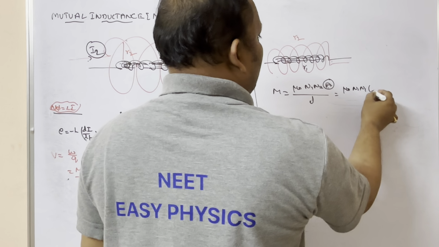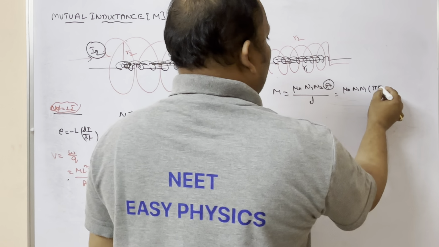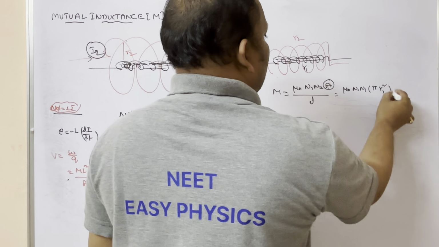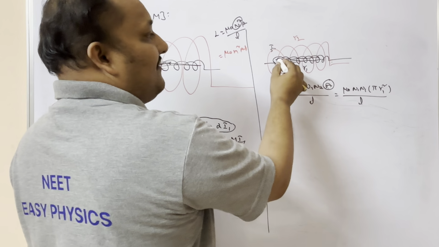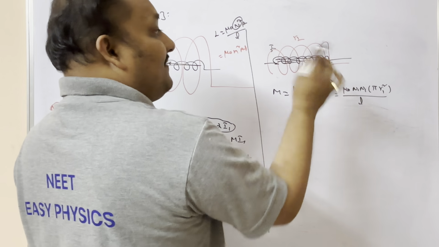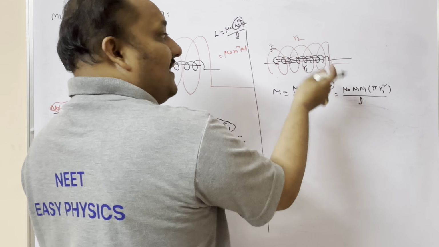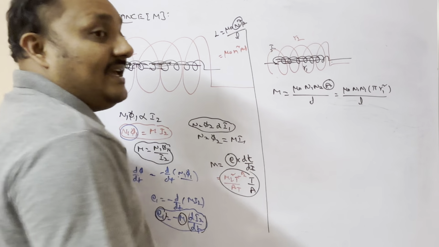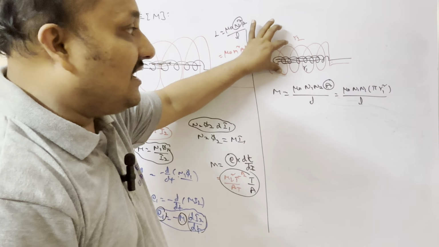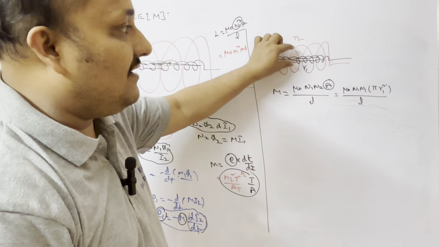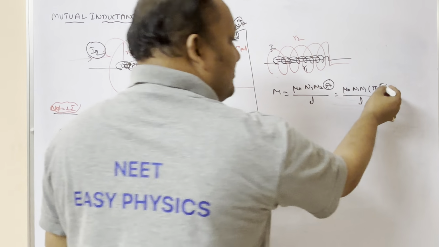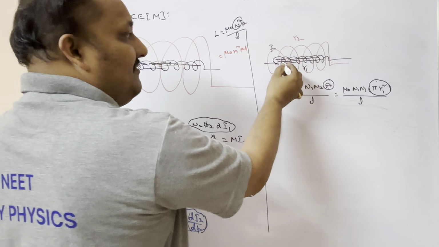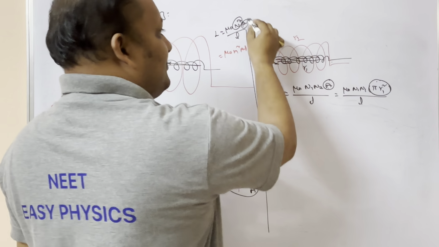Mu naught n1 n2. The smaller area is nothing but pi r1 square. Because flux is changing. Whenever current is passing through this, flux is changing within this area. If current is passing through this, flux also will be changing in the same area of this bigger coil, because flux will not travel outside if current is passing in smaller coil. Therefore, area always you have to take blindly. You can remember which is the smaller area, that area we should take.